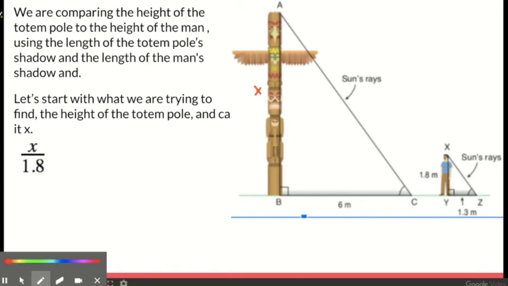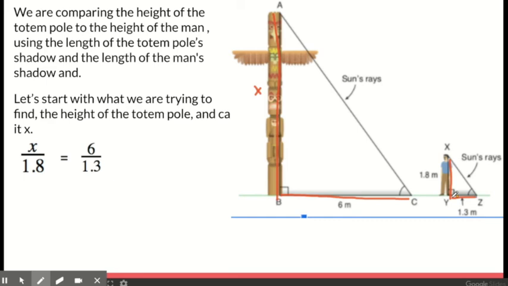And so we have X compares to 1.8. Both times I'm talking about the height, right? X compares to 1.8, and that's going to be equal to 6 divided by 1.3. Now notice both the X and the 6 come from the large triangle here, and the 1.8 and the 1.3 both come from the smaller triangle. And if you look here, the X and the 1.8 are corresponding side lengths of two similar triangles, and the 6 and the 1.3 are corresponding side lengths of similar triangles.